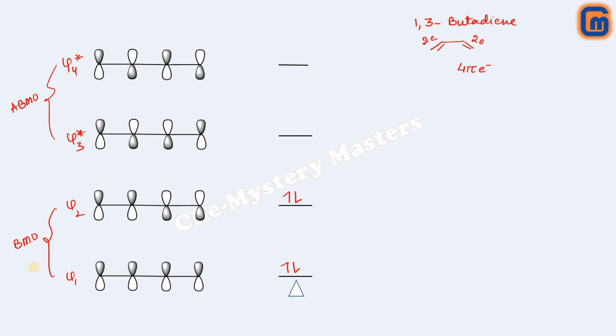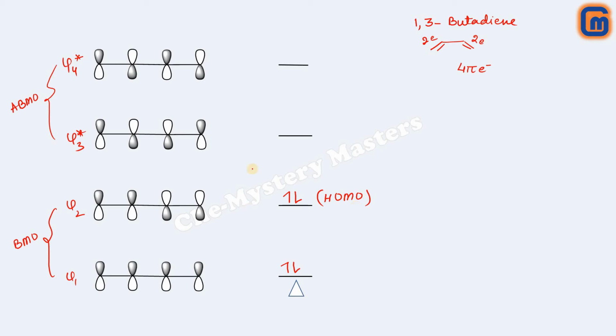Now if you talk about HOMO and LUMO, HOMO is the highest occupied molecular orbital, that occupied molecular orbital which is at the highest energy. Out of the 4 molecular orbitals present here, psi1 and psi2 are the occupied molecular orbitals, and out of them psi2 is the occupied molecular orbital which is at higher energy, and that's why you will call this psi2 the HOMO in this condition.